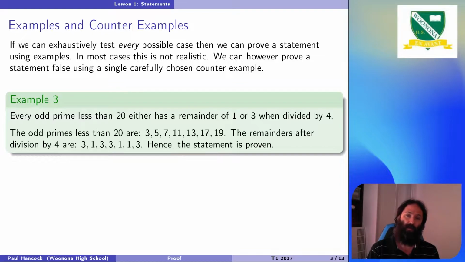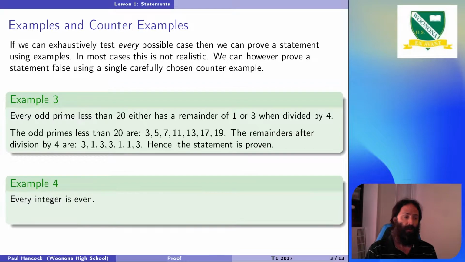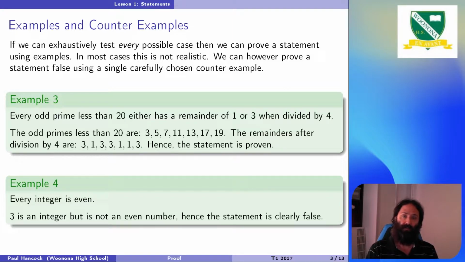But as I said, in the real world, this is probably not going to happen. There's going to be way too many examples for us to work on, so we're going to have to come up with some other ways of generalizing. Here's an example of where a single counterexample is enough though. Every integer is even. Now there's an infinite number of integers, so there's no way we could go through every single example and assess whether this statement's true. But thankfully, one counterexample is enough to prove this statement false. 3 is an integer. It's not even, therefore the statement's false.